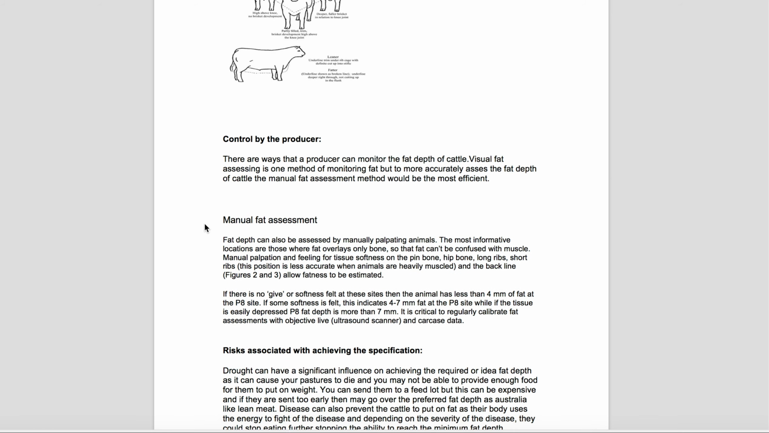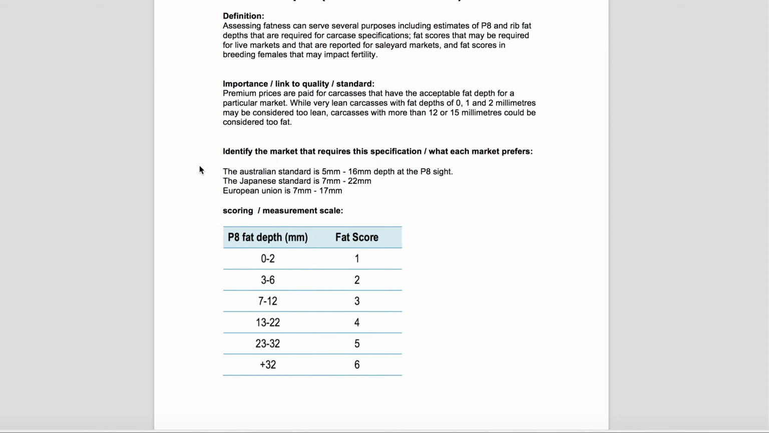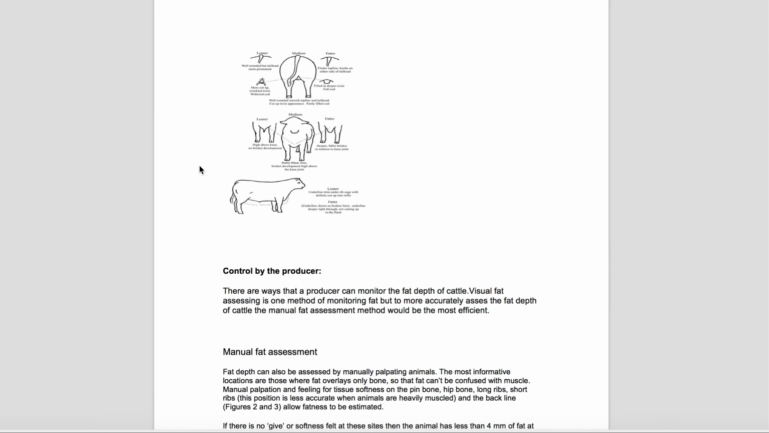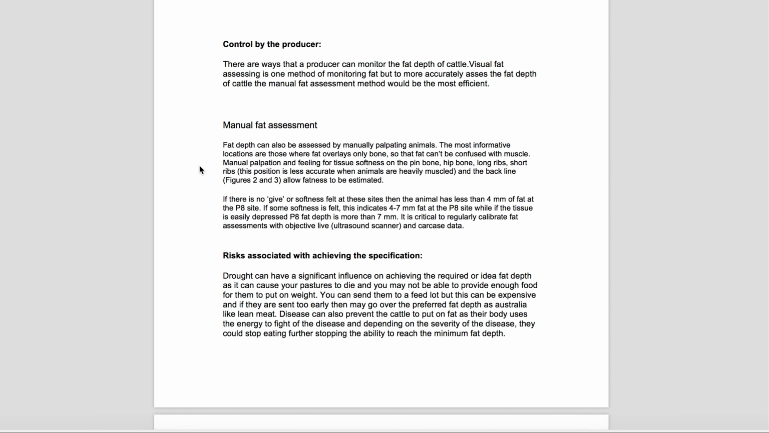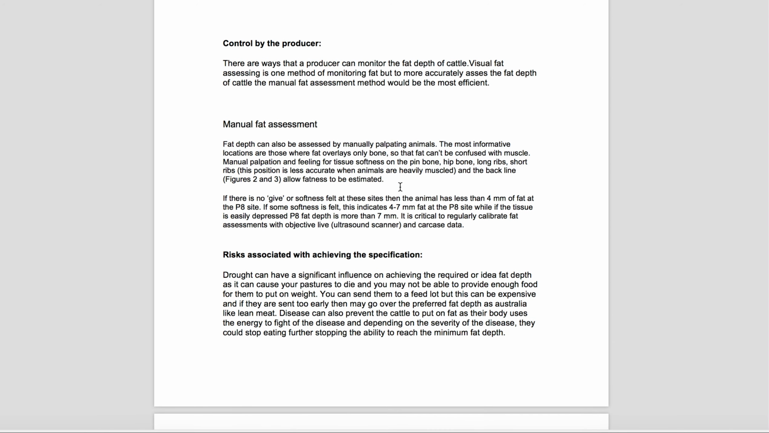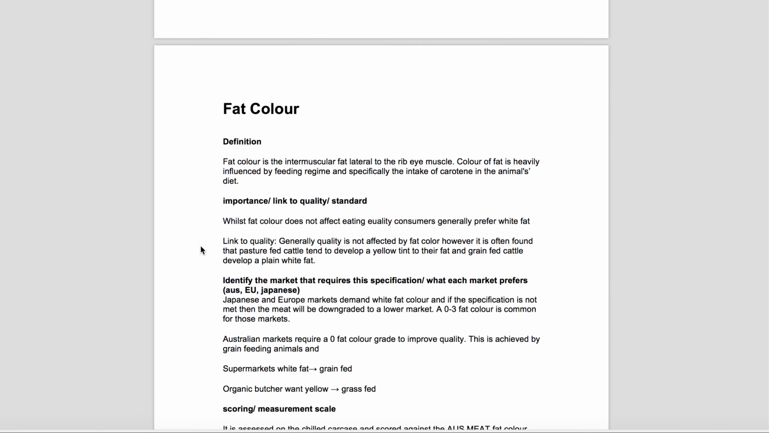In terms of how producers can control it, they can obviously breed an animal, and they can choose animals that put on fat more easily, but also in particular, fat is usually put on in a feedlot. So by feeding animals on grain, it will fatten them up because they're getting a higher energy diet. It's normally assessed manually when the animal's alive by feeling over its back hip bone rib area, called the P8 site, and it gives you an indication of its fat score while it's alive.